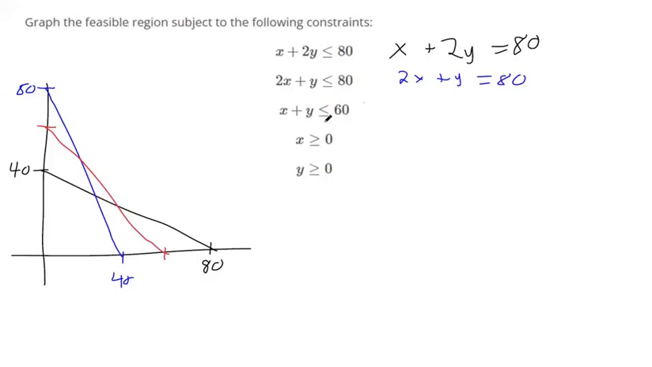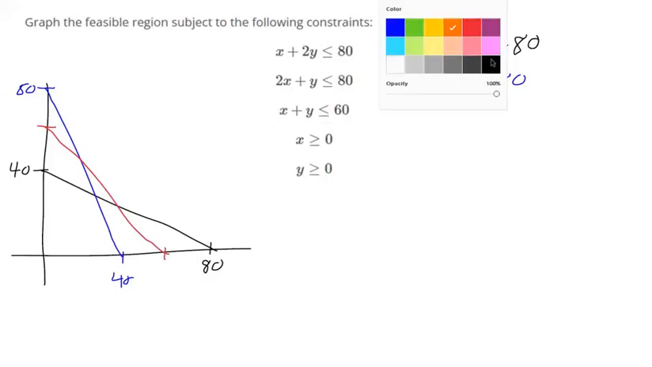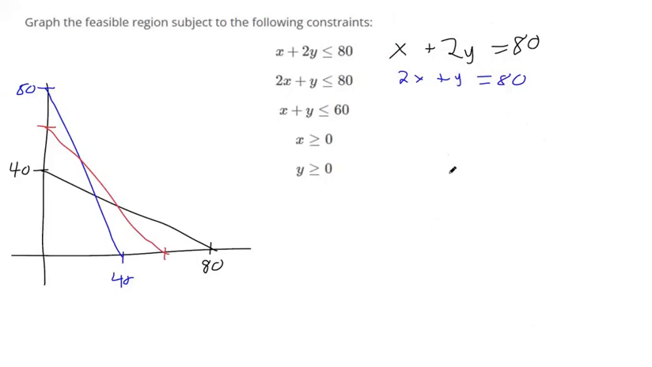Okay, you want to take them one inequality at a time and do some shading. Like x plus 2y is less than or equal to 80. Let's graph this one first, which is our black line. Where x plus 2y is less than or equal to 80.